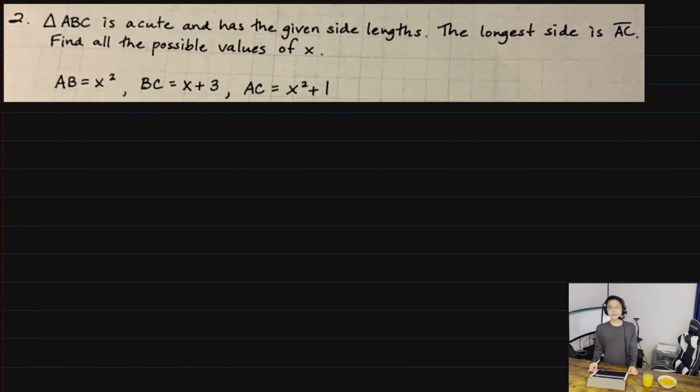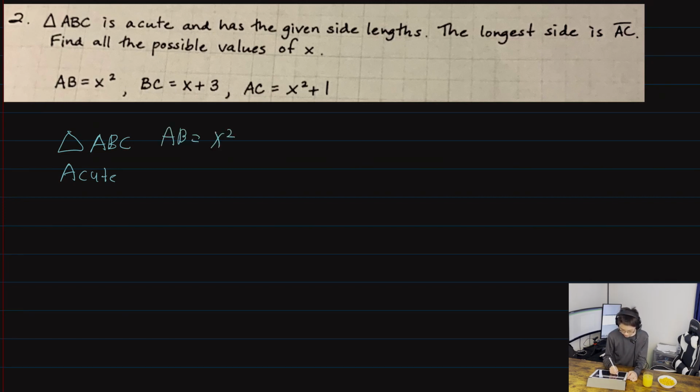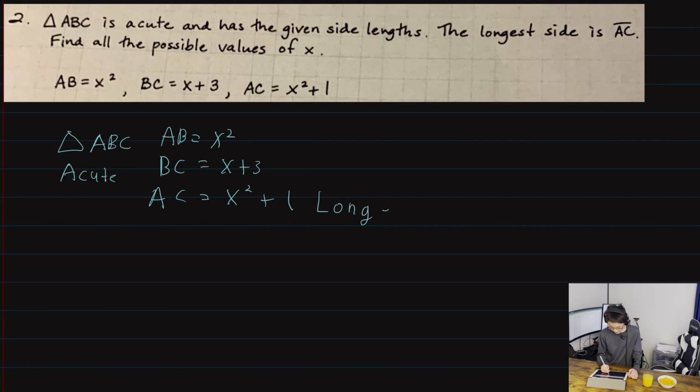Recently, I came across this really interesting math problem. So, let's talk about it. We have a triangle ABC, and it is an acute triangle with the side lengths of AB, which is x squared, BC, which is x plus 3, and AC, which is x squared plus 1. And we are told that AC is the longest side.